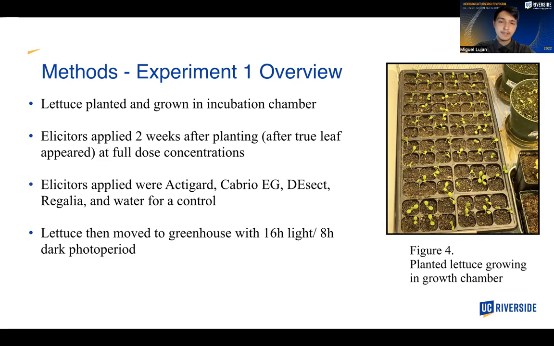So to the right is some of my lettuce germinating in the growth chamber before any of the elicitors were actually applied.